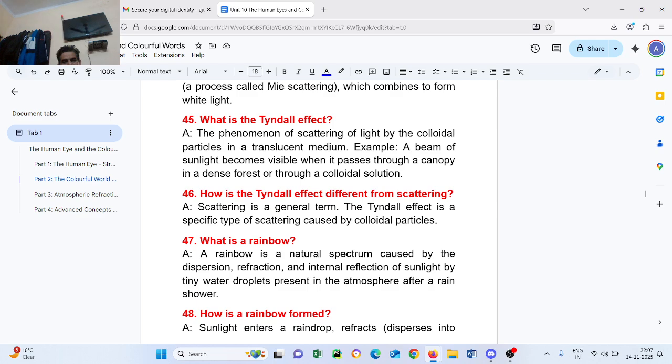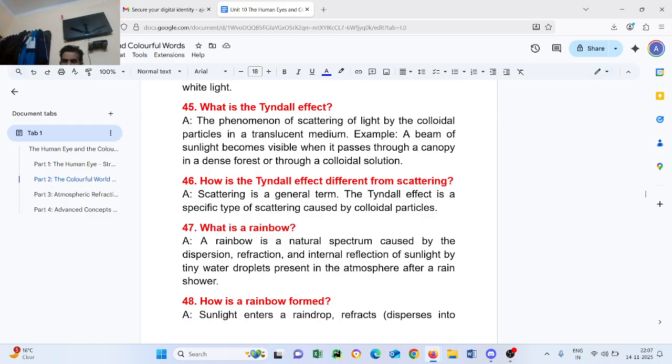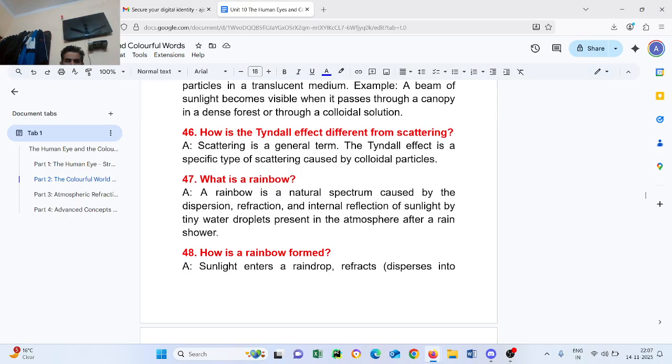What is a rainbow? A rainbow is a natural spectrum caused by the dispersion, refraction and internal reflection of sunlight by tiny water droplets present in the atmosphere after a rain shower.